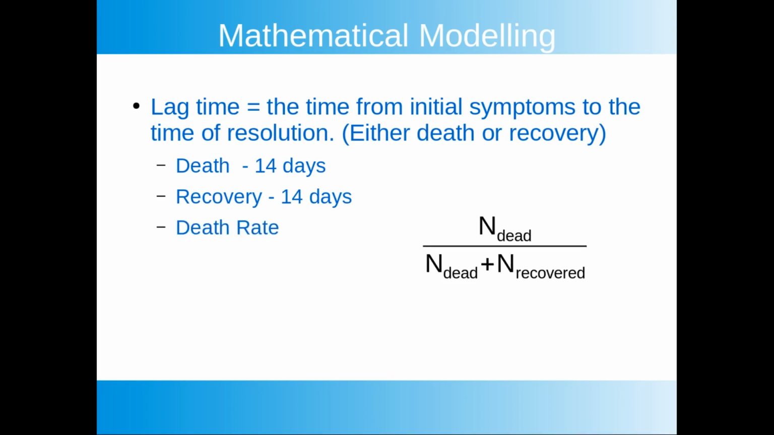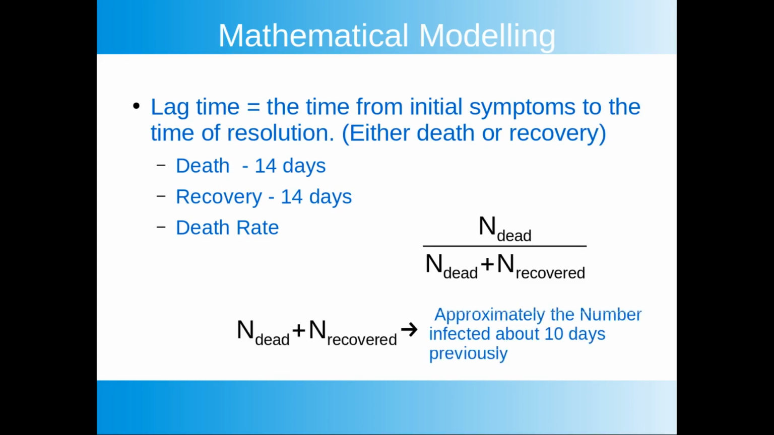The death rate is calculated by the number of dead divided by the number of dead plus number of recovered. It's a different way from what people are used to, but during the middle of the pandemic, having the number of dead over the number of dead plus recovered is very useful, because that number gives approximately the number of people who were infected about 10 days previously.